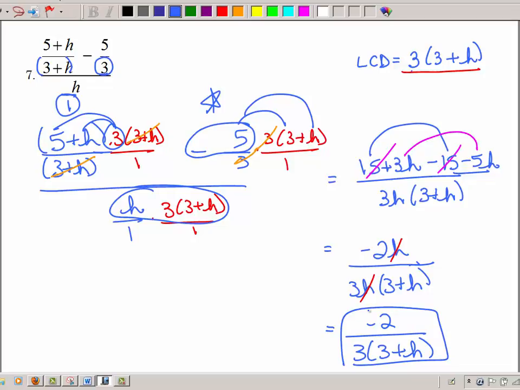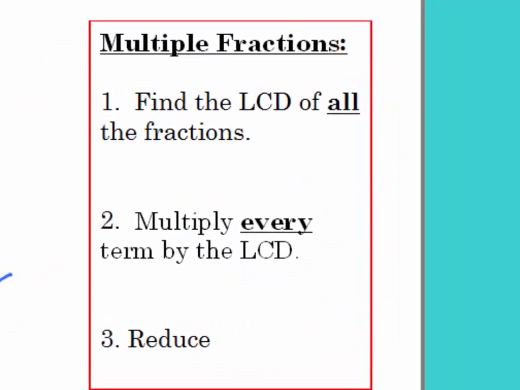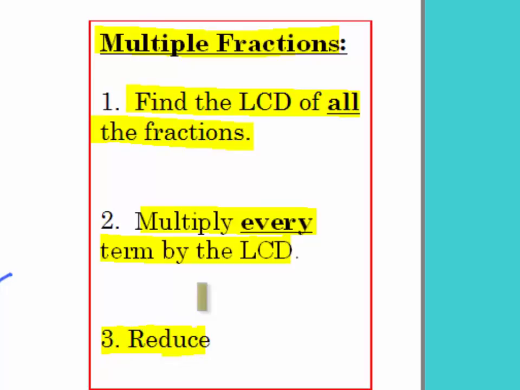The reason why I did this example is because this LCD is different. It involves a binomial, which you have seen as LCDs on previous lessons about adding and subtracting rational expressions. So just to recap, if you have single fractions, you're just going to change the division to multiplication and reduce. But if you have multiple fractions, you want to find the LCD of all the fractions, multiply every term by that LCD. That creates you one big fraction, and then in order to reduce, you're going to need to factor and cancel out common factors.